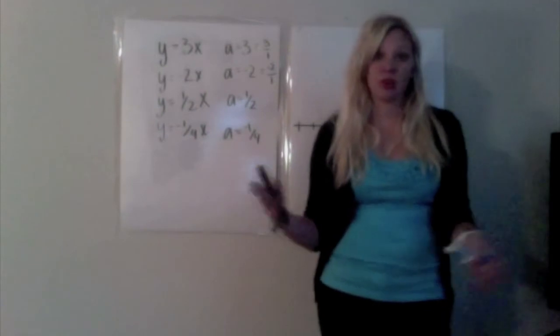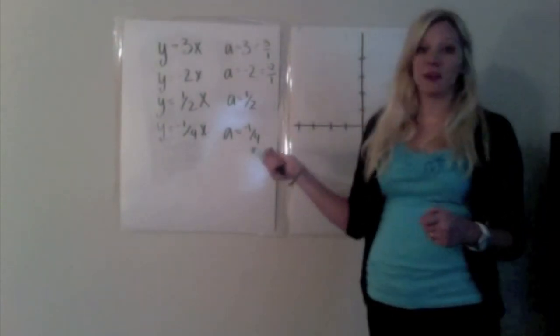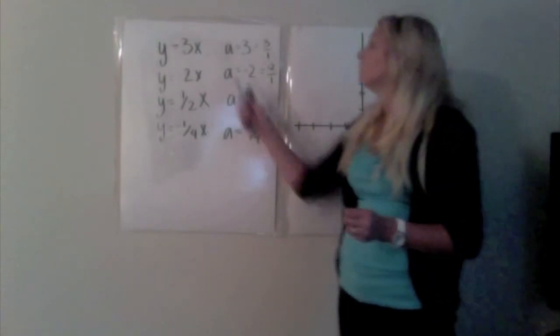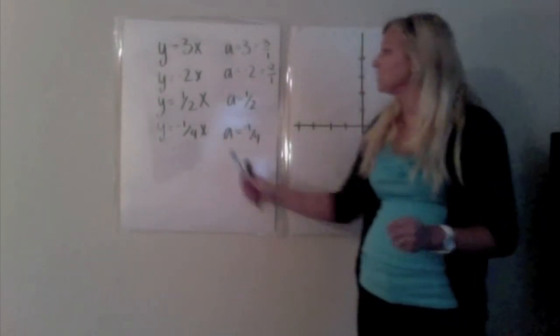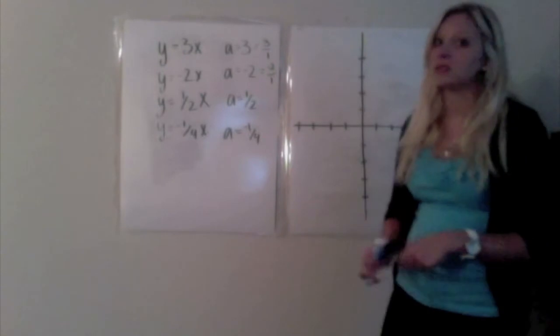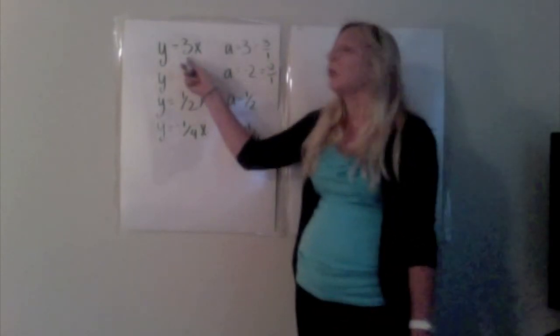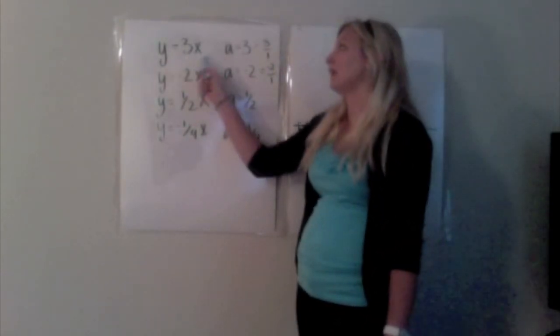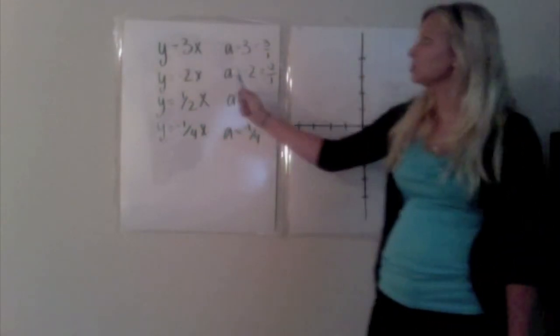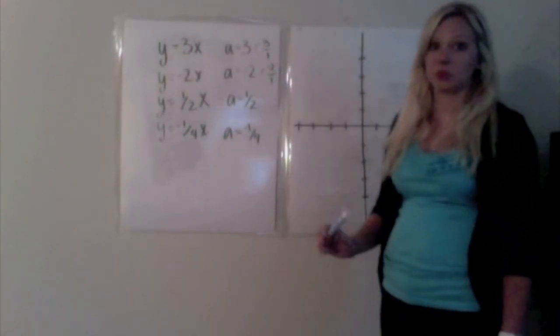So now that we have the general idea, let's practice some graphing. Here I have listed 4 direct variation equations, and their constants of variation on the side. How I found those was that I looked for the slope, or the a, in y equals a times x. So when y equals 3x, your constant of variation is 3.